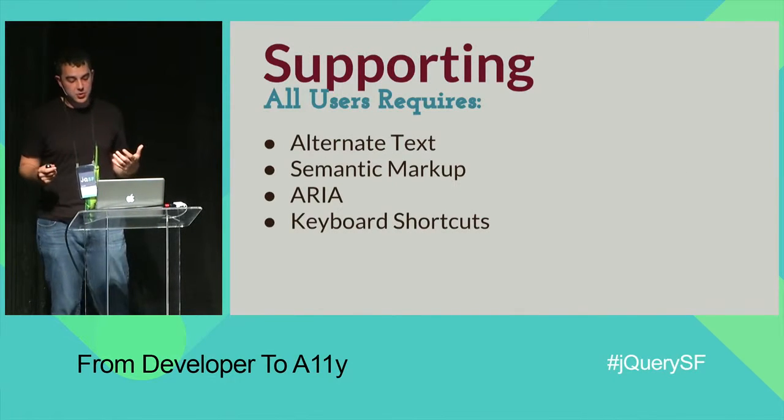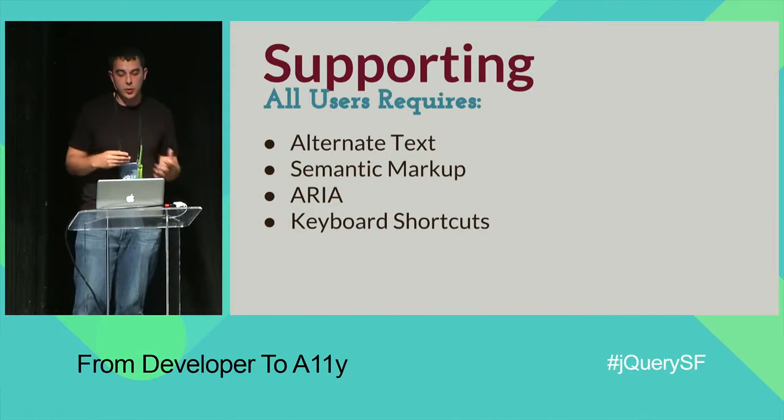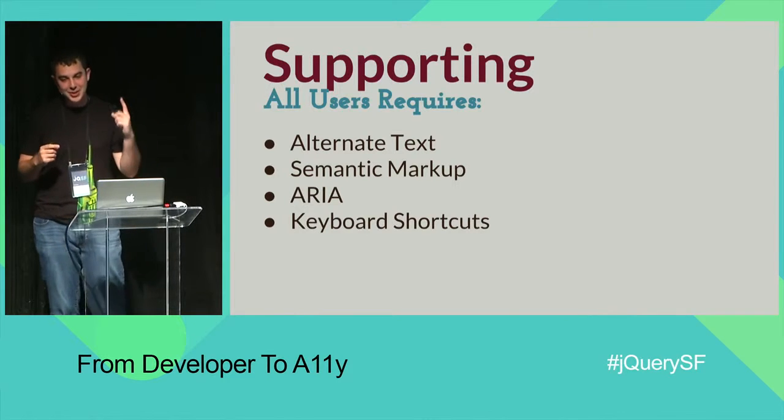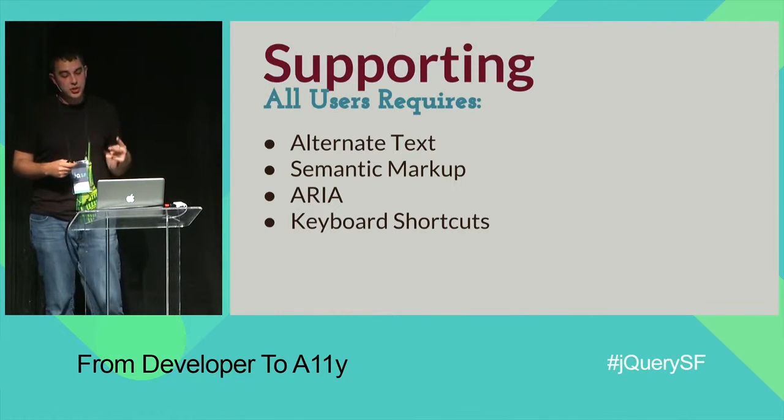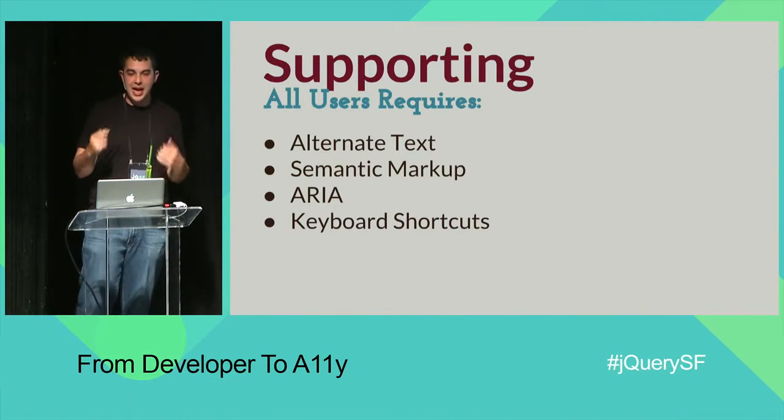So supporting all of these users requires a couple of things. I've broken it into 4 categories. One, back to Chris Coyier's sage advice, always use really good alternate text on those images. 2, use semantic markup. We have HTML5 now.